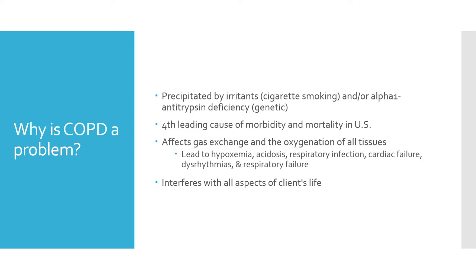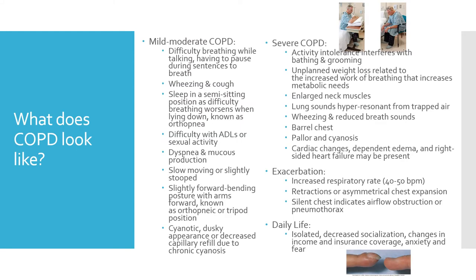Just think about them trying to walk down to the mailbox, trying to bend over, sleeping difficulties because they can't sleep when they're laying flat in these severe cases. So it interferes with every part of their life because you need oxygen for everything, right? So what does this look like? Mild to moderate, and then severe are going to have different associated symptoms. So we're going to have some difficulty breathing while talking. They may have to pause during their sentences in order to take those breaths. Some wheezing and coughing can also be seen. They're going to be sleeping in a semi-sitting position because it's difficult for them to breathe when they're laying down. This is called orthopnea.